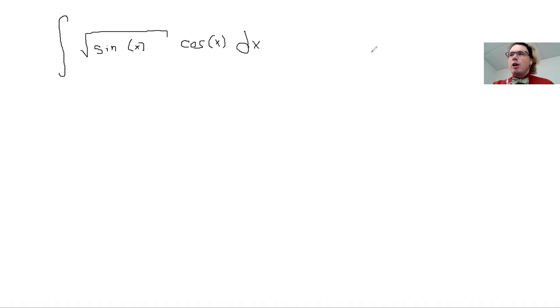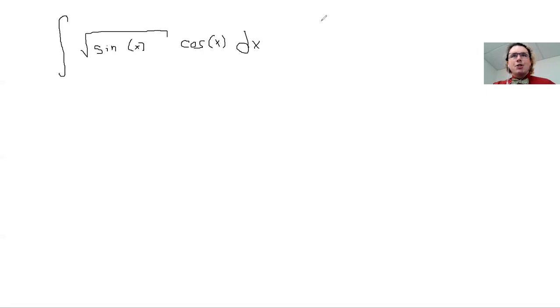Now, if this were a definite integral, I'd need to make sure that I'm only looking at values of x where the sine function is positive. I can't calculate this thing if it involves taking the square root of a negative number. But since I'm just looking for an antiderivative, I'll be okay. I'm just looking for the indefinite integral.